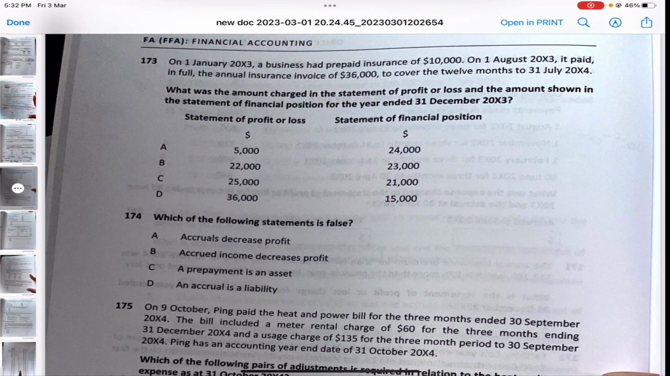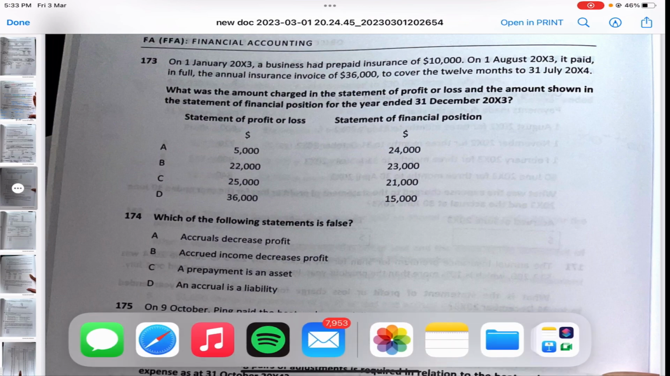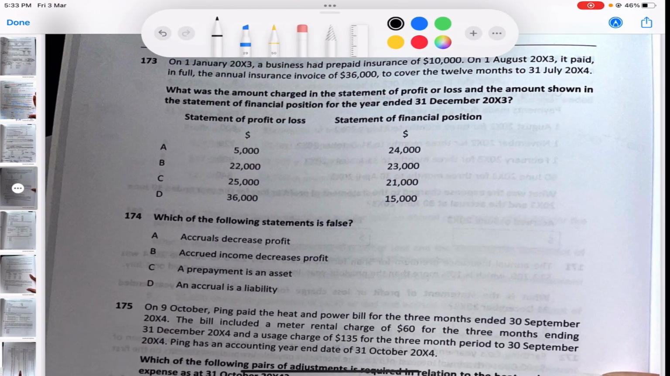On 1st January 2003, a business had prepaid insurance of 10,000. On 1st August 2003, it paid in full the annual insurance invoice of 36,000 to cover 12 months. So now we need to find this. What did I say? Whenever you see a question like this, you are straight away going to make an account. So in this case, we are making an expense account, right? Do you want me to make it here? It will be easier for you. Okay, I'll just make it over here.